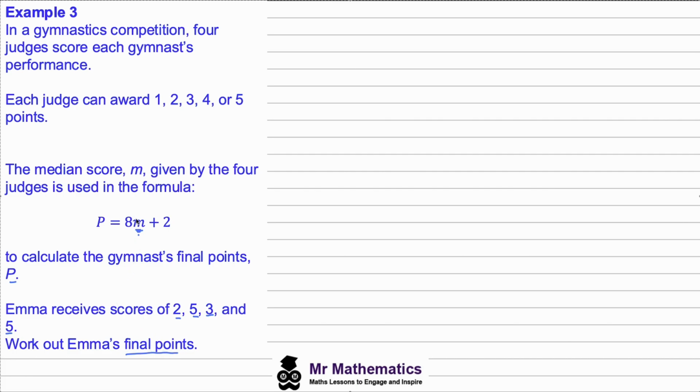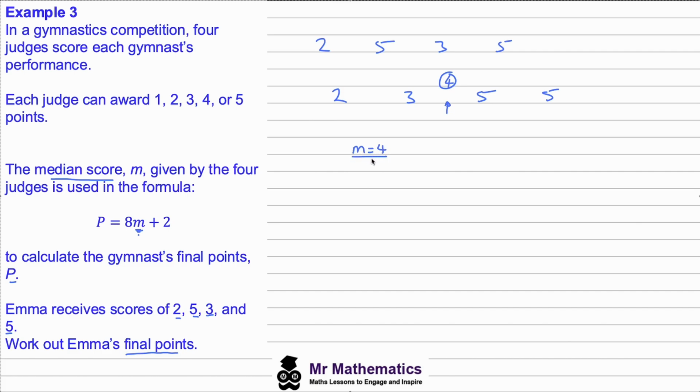Okay, so the first thing we need to do is work out M. And we're told that M is the median score. So we need to find the median of these 4 values. So we get 2, 5, 3, and 5. These are the scores awarded by the judges. Then to find the median, we need to write them in order. So we've got 2, 3, 5, and 5. Now the median will be the one in the middle, and this will be at this point, which is between 3 and 5. So the median will be 4. So we'll say that M is equal to 4.